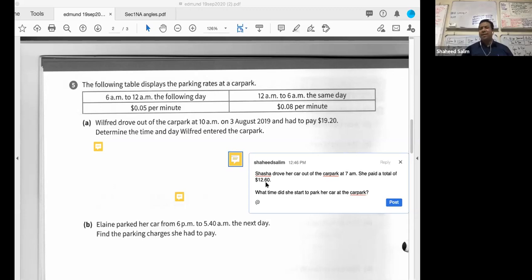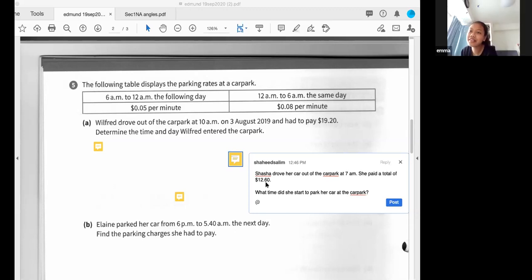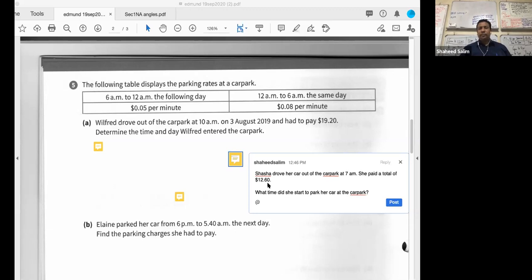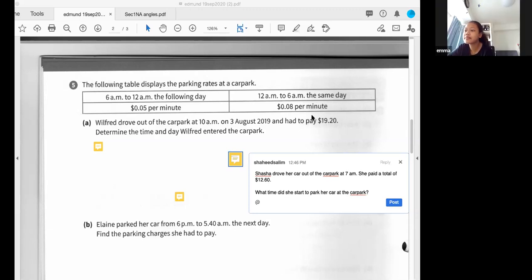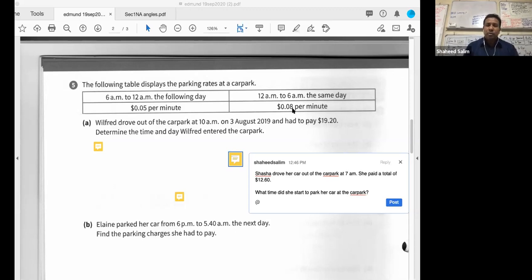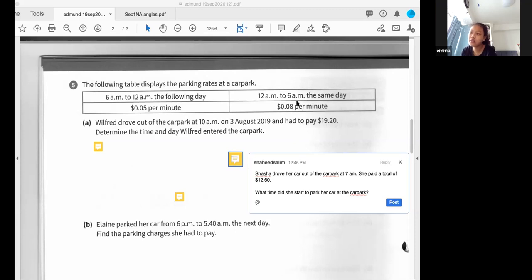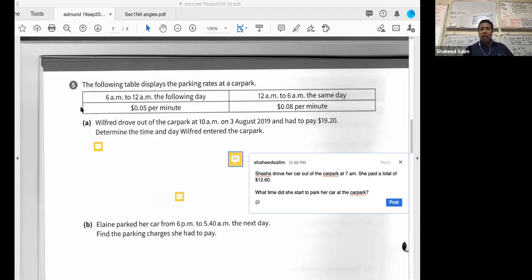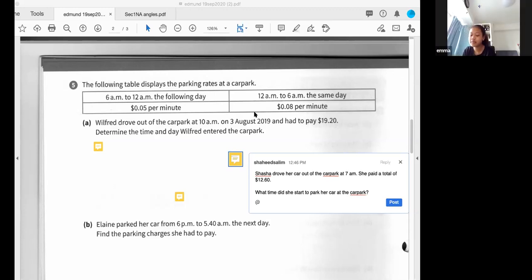No. Minus again. Try again. How much was it again? 1260 minus $3. 960. How many minutes did she pay down here? Because it's 8 cents per minute. So take 960 divided by 0.08. How many minutes is that? 2 hours. Go back from 2 hours. So 6 a.m. go back 2 hours. 4 a.m. You know how to do?